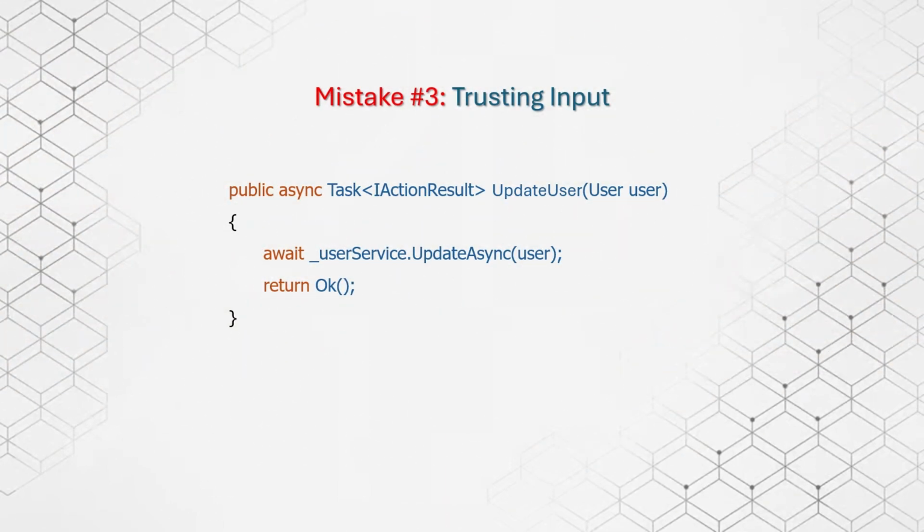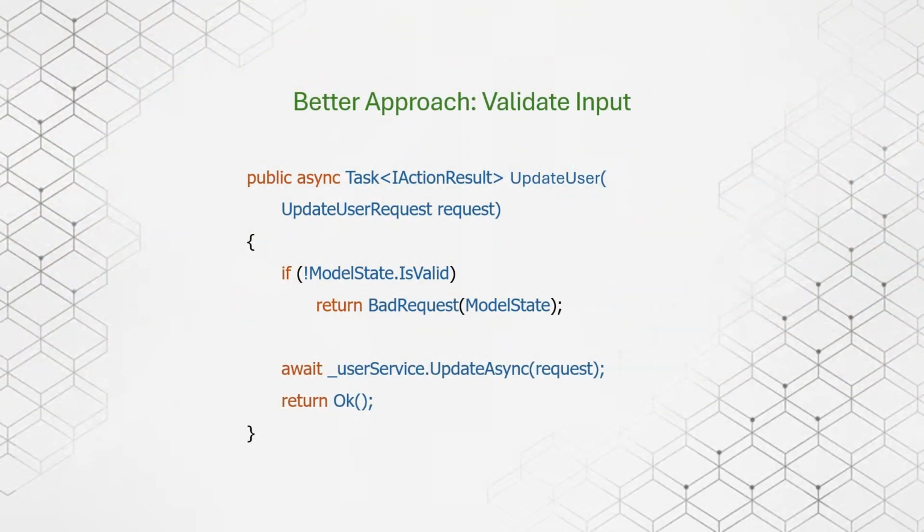Never assume client input is safe or complete. A client can send unexpected values, fields that should not be editable, or invalid data. Use dedicated request models and validate incoming data. This helps prevent invalid updates and makes it clear which fields the client is allowed to change.